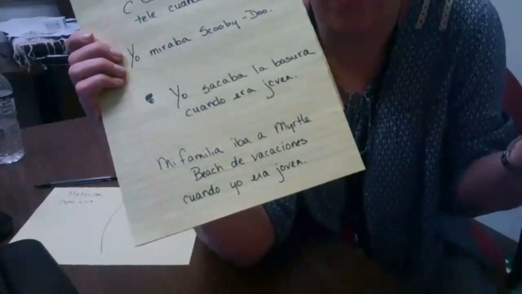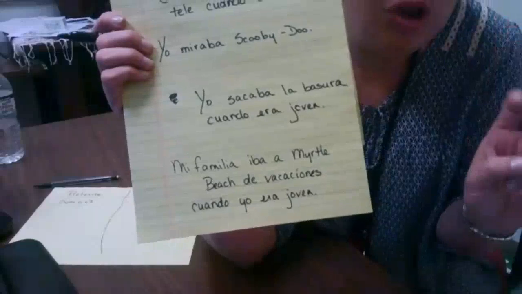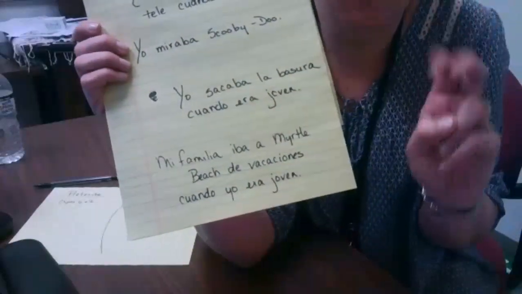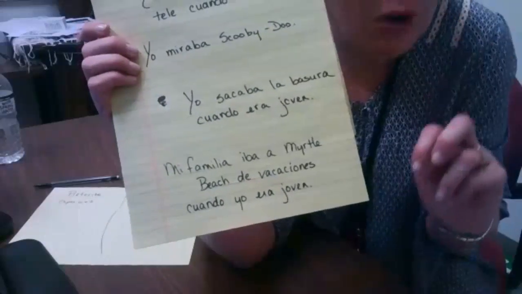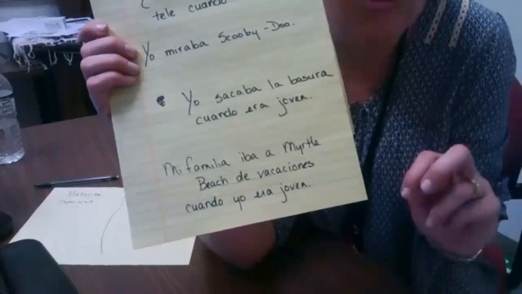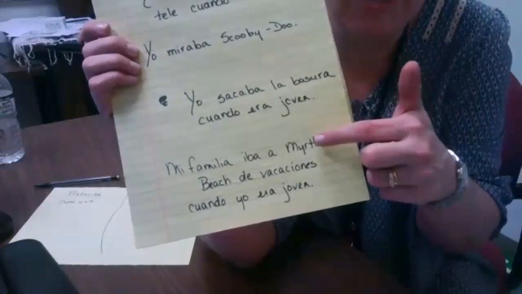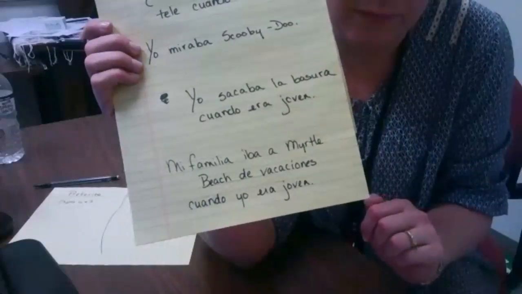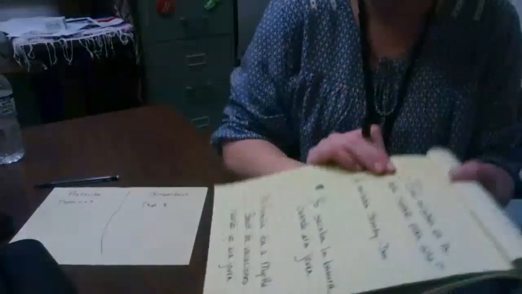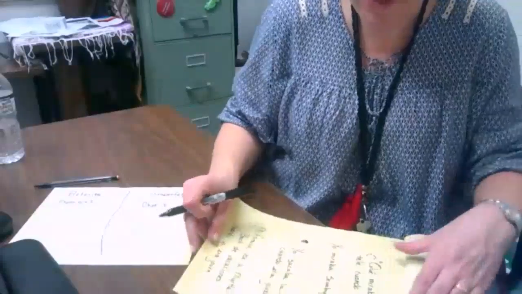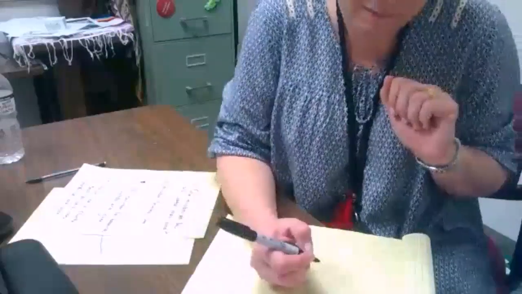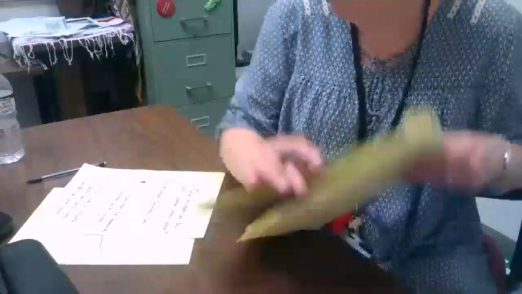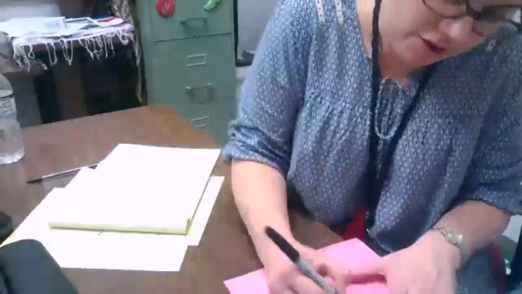We used to go. If you can translate it as used to do something, or we would do something, we used to go to Myrtle Beach when I was young, or we would go to Myrtle Beach when I was young on vacation, then you're going to use the imperfect tense. So lots of times when you talk about yourself in your childhood and things you used to do, you're going to use that imperfect tense. Okay? All right.